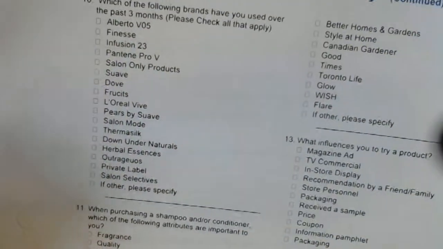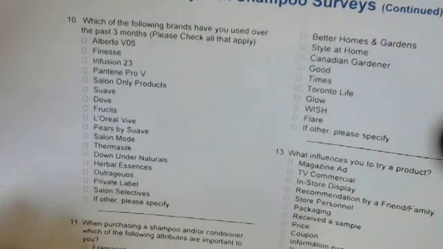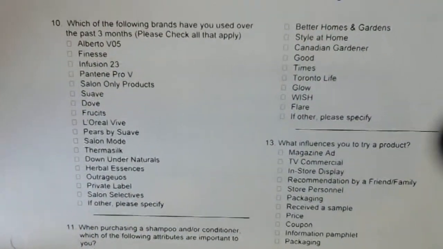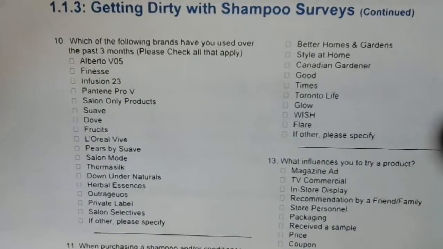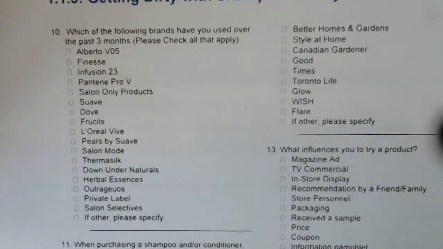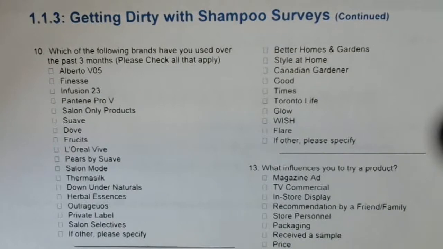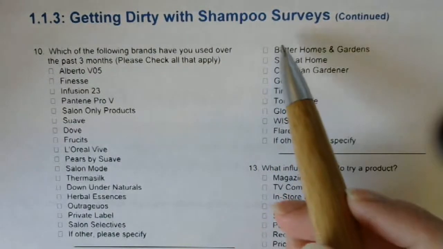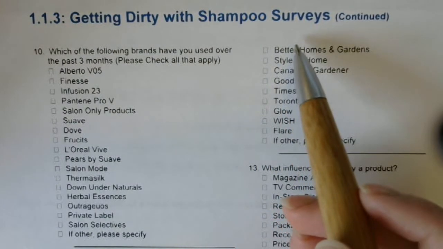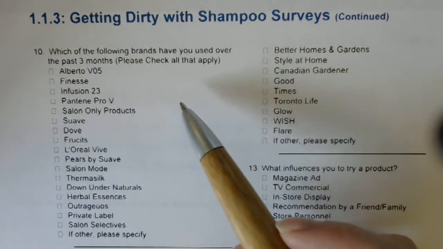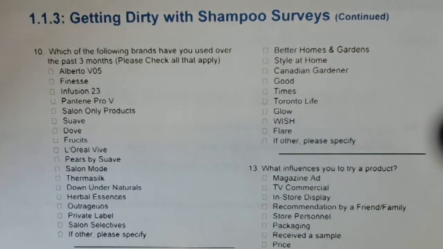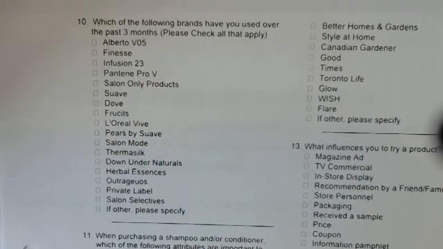This is just something I printed out. It's a set of questions that somebody has written in order to gain some knowledge about a particular topic. In this one, it's about shampoo surveys. They're asking questions about shampoos, the stores you buy them at, and what you use. So this is just an example of a questionnaire to get you started.